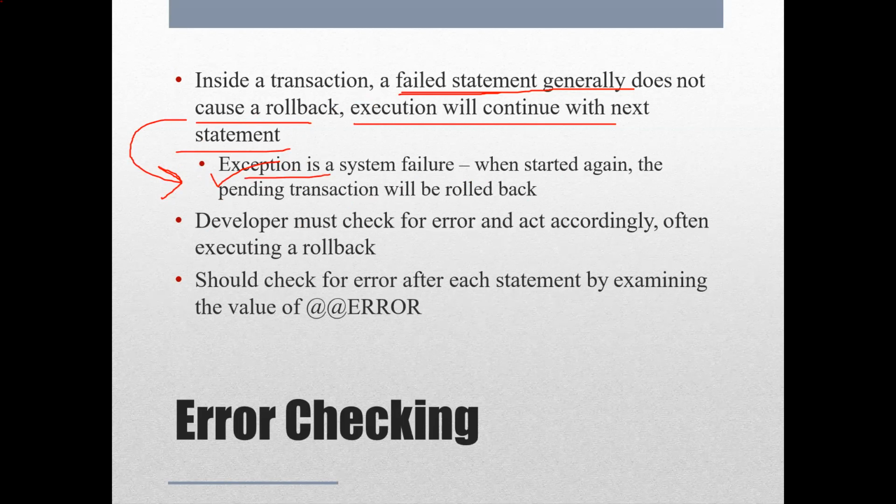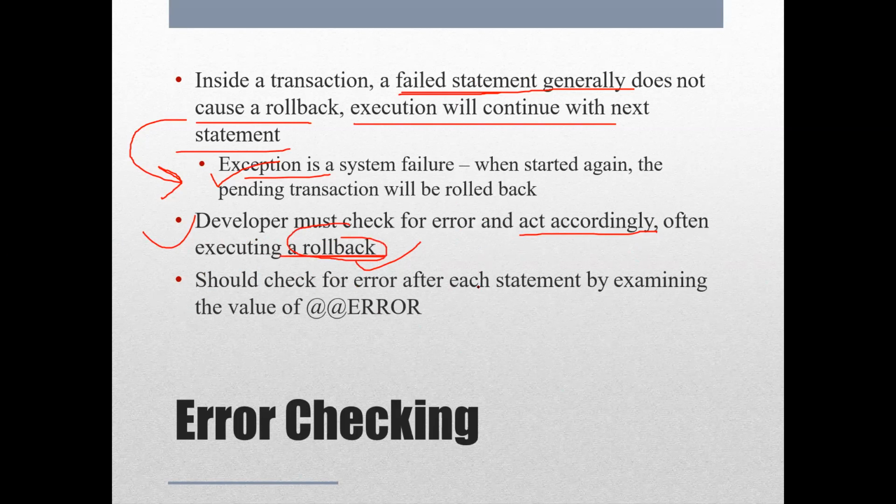You remember I talked about how exceptions are basically runtime errors, which happen when you are doing something at runtime. So the developer must check for errors and act accordingly, often executing a rollback. That's very important, and we must keep in mind that we have to check for errors. Why are we checking the error? Because we want to act according to those errors, and often we'll try to roll back that transaction, because something wrong has happened.